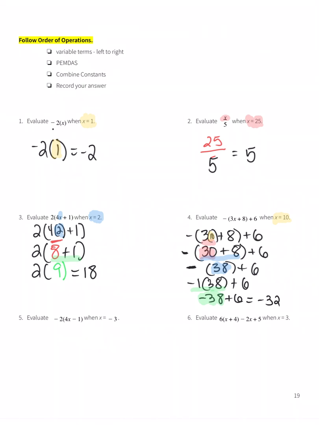Okay, just 2 more left, and then you can try on your own. Here we have negative 2 times 4x minus 1. Well, now it tells us that x is equal to negative 3, so our first step is to substitute that into the expression. X is equal to negative 3, so we need to rewrite this expression as negative 2 times the quantity 4 times negative 3 minus 1.